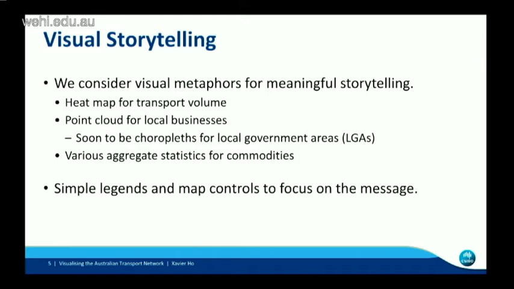That's been going for quite a while, but since this is quite early work, I'm just using heat maps for looking at volumes of how many trucks or cars are going through each road, and point clouds for local businesses. Eventually they're going to be focused on just postcodes. So we call the LGAs, or the local government areas, in order to preserve privacy better. But for the moment, for a demo, we don't think there's enough information in there to be business sensitive. So I can show you what I've done so far, but eventually the point clouds will be just the postcodes.